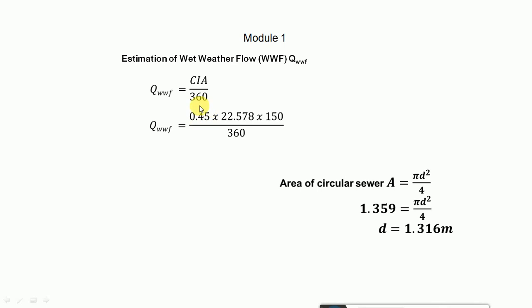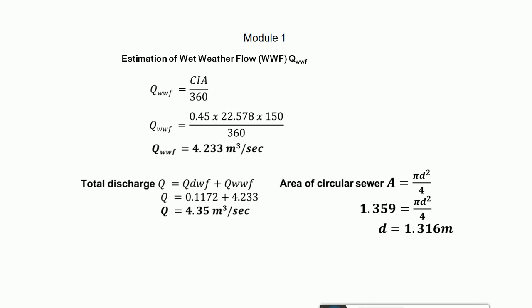The coefficient of runoff is 0.45 into the intensity of rainfall which we have obtained, 22.578, into the area of drainage in hectares, given as 150 hectares. Divided by 360, we obtain the discharge as 4.233 meter cube per second. Now the total discharge is obtained by the addition of dry weather flow and wet weather flow. The dry weather flow is 0.1172 meter cube per second plus the wet weather flow 4.223 meter cube per second. Then the total combined discharge is Q is equal to 4.35 meter cube per second.